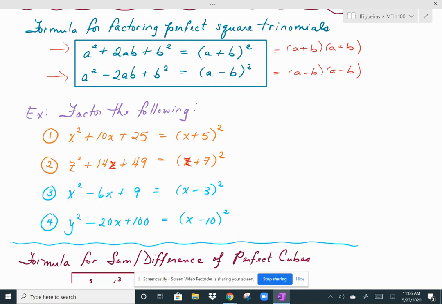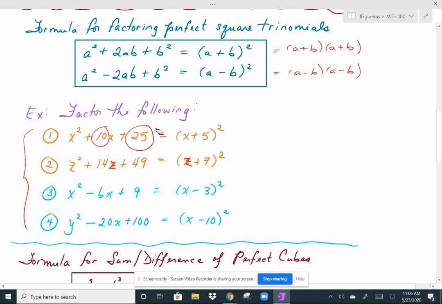So you could factor these perfect square trinomials the same way we did in previous lessons, just looking for combinations of numbers that give you a product of 25, for example, and a sum of 10, and you would get this result. So you don't necessarily have to memorize the formulas above.